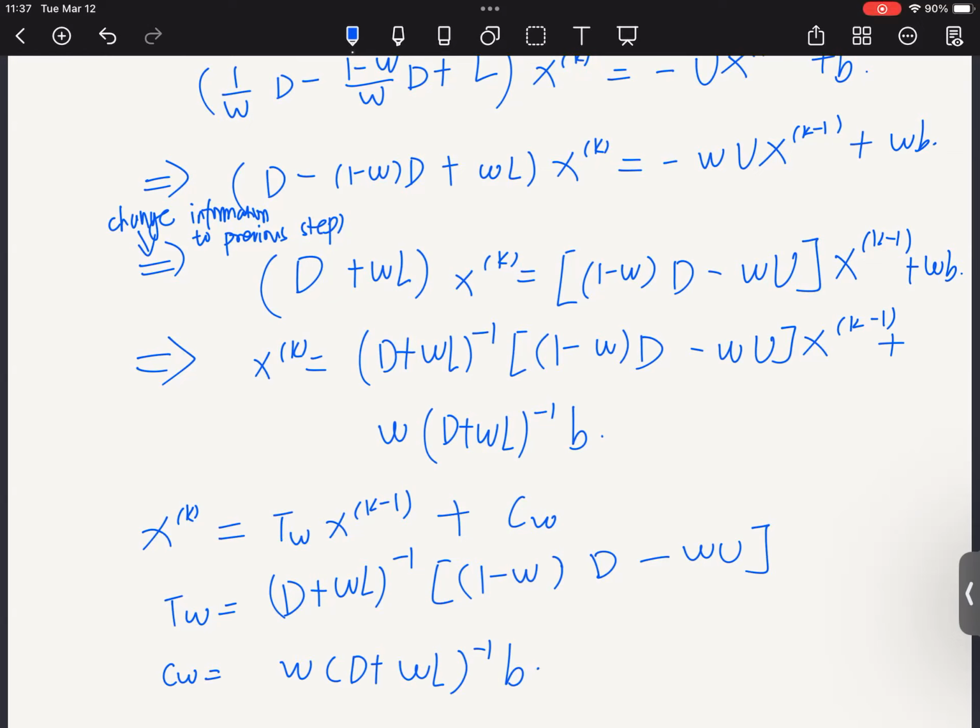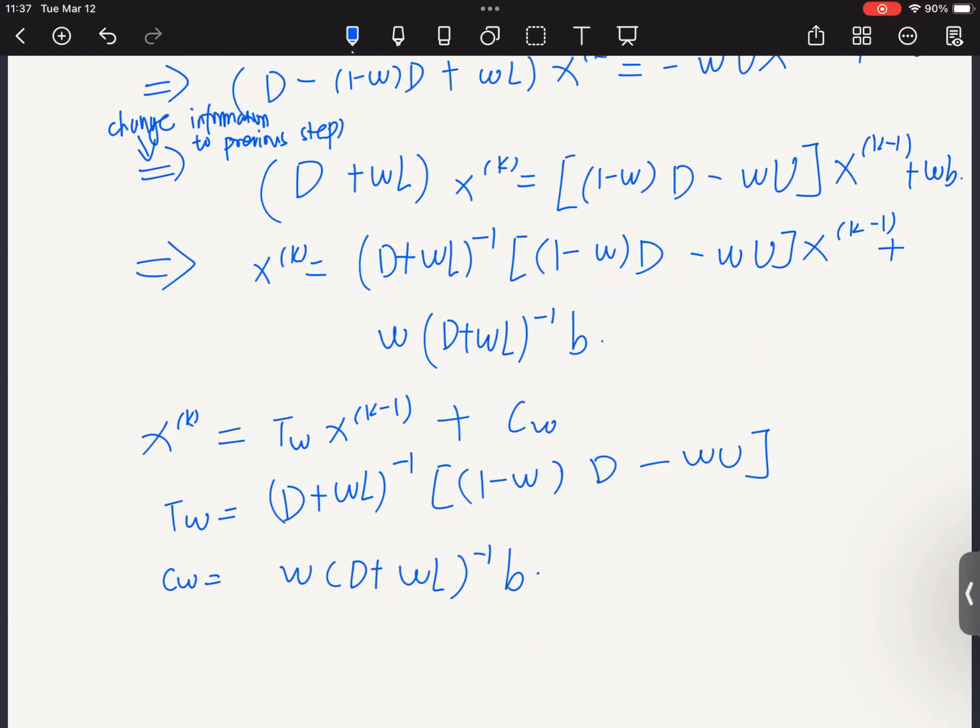If you take a look at these parameters, and this is the Gauss-Seidel method, we haven't changed the information here, right? If we let omega equal 1, what happens? What is that method? If we take omega equal to 1, this is just the Gauss-Seidel method. We don't change anything.